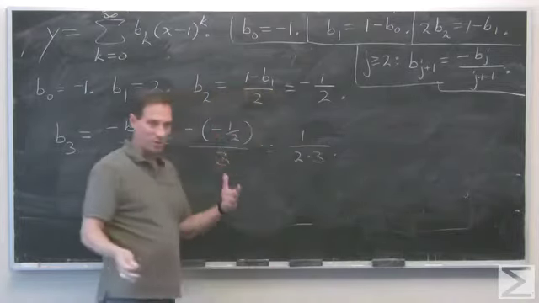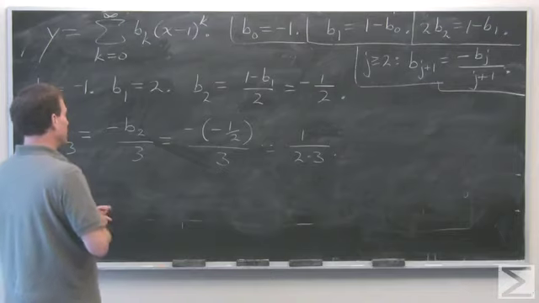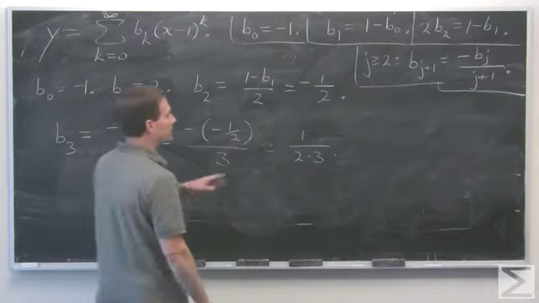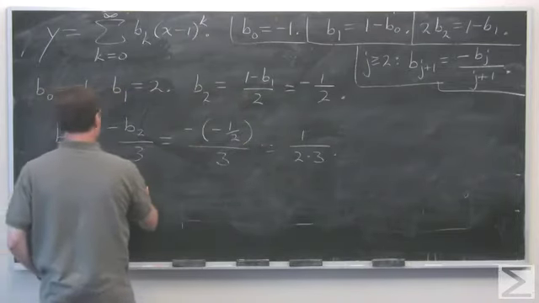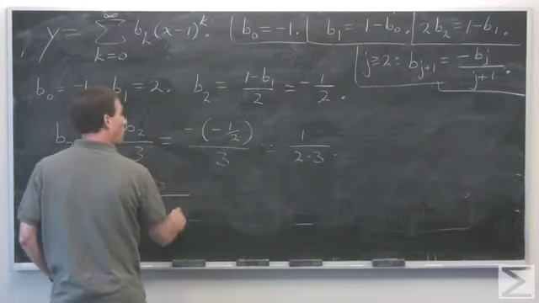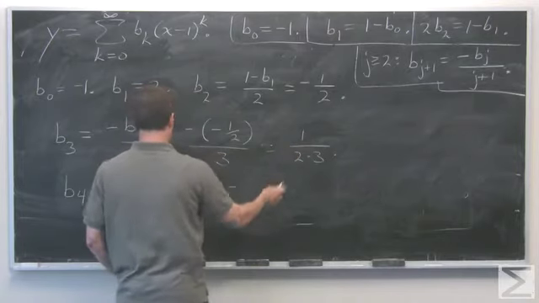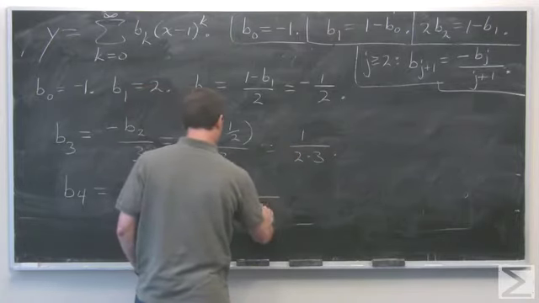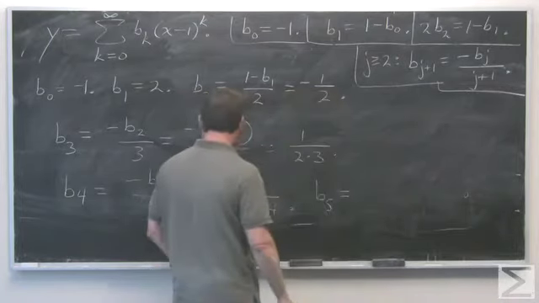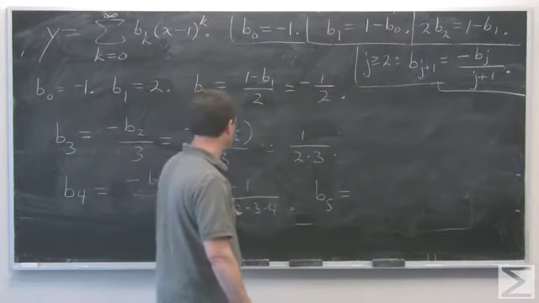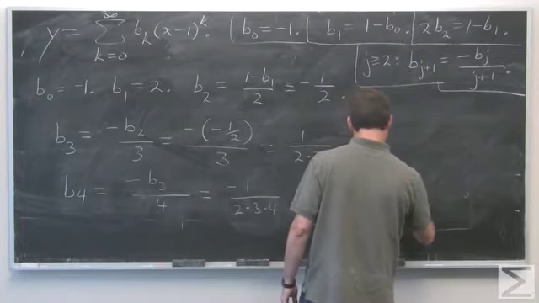You kind of expect factorials to pop up in a lot of series, so it's frequently a mistake, if you're trying to see a pattern, to multiply things out. So let's leave it like that. Then it says B sub 4. If you let j be 3, it tells you that B sub 4 is minus B sub 3 over 4. So this is minus 2 times 3 times 4. And then B sub 5 would be minus B sub 4 over 5. So negative this divided by 5. It's a positive 1 times 2 times 3 times 4 times 5.